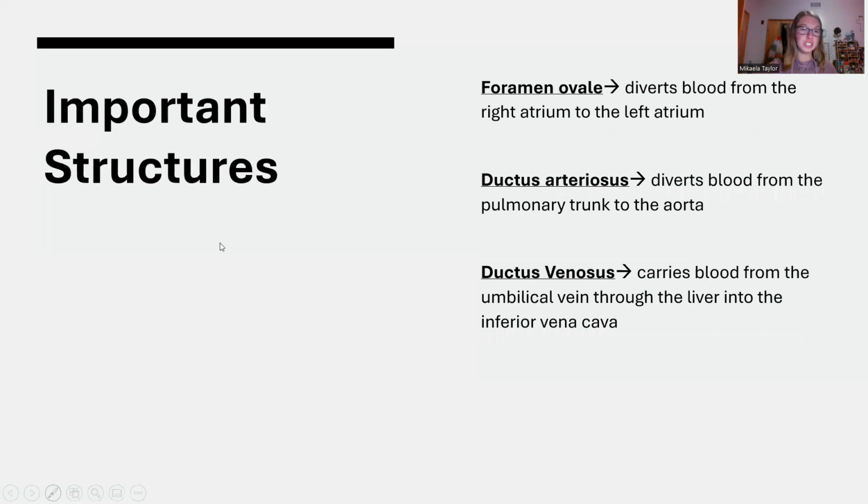Some important structures when it comes to fetal circulation: the foramen ovale is what diverts blood from the right atrium to the left atrium. It's a hole which will eventually close up after the child is born. The ductus arteriosus diverts blood from the pulmonary trunk to the aorta, and the ductus venosus carries blood from the umbilical vein through the liver and into the inferior vena cava.